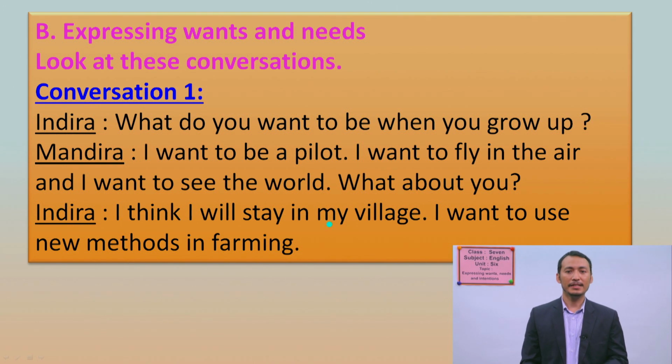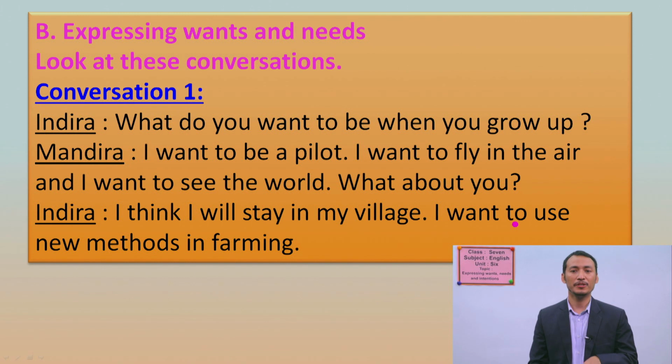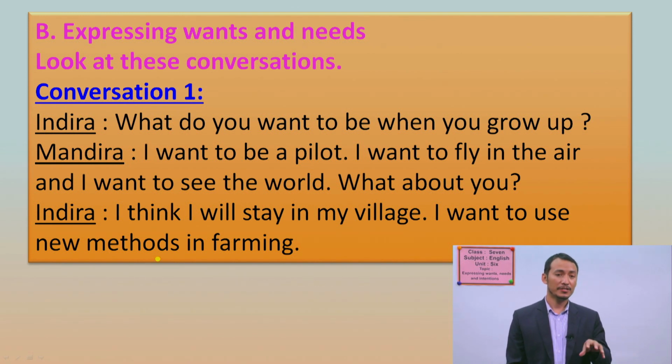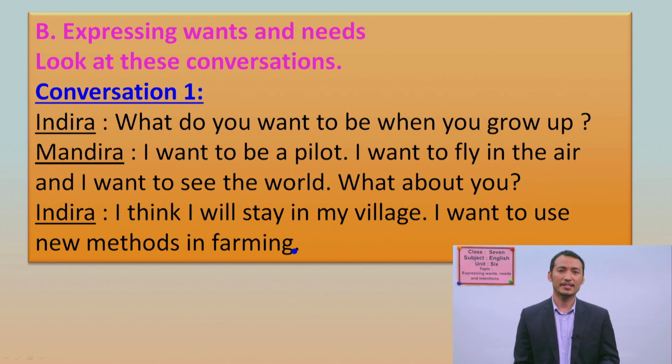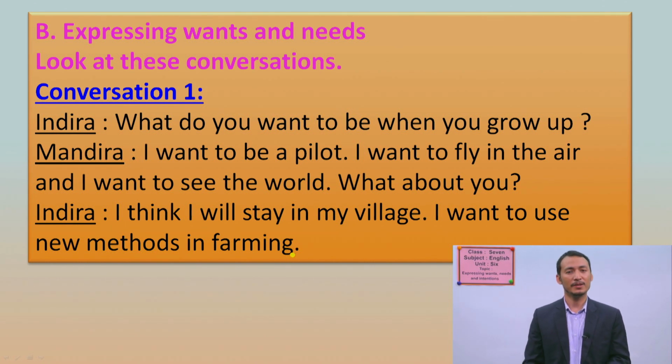And there is her want or wish that she wishes to use new methods in farming, right? So if she wants to use new methods in farming, then she will stay in her village. This is her wish or want. All right, this is the first conversation. Now we will see the next one.